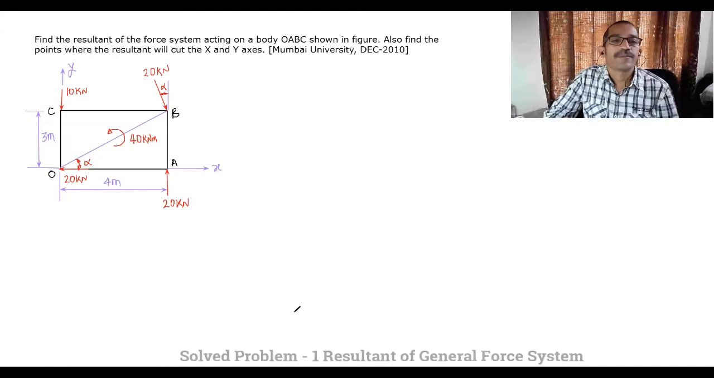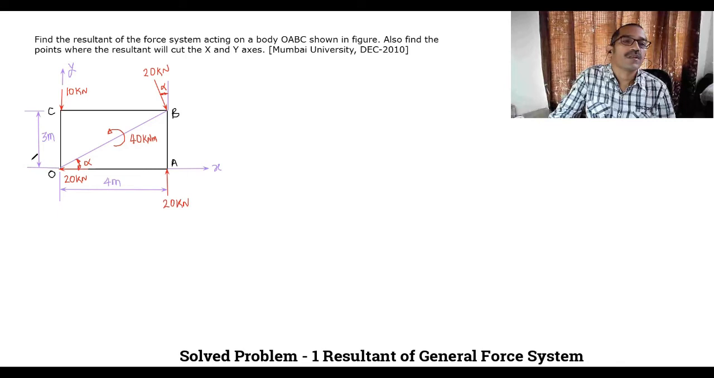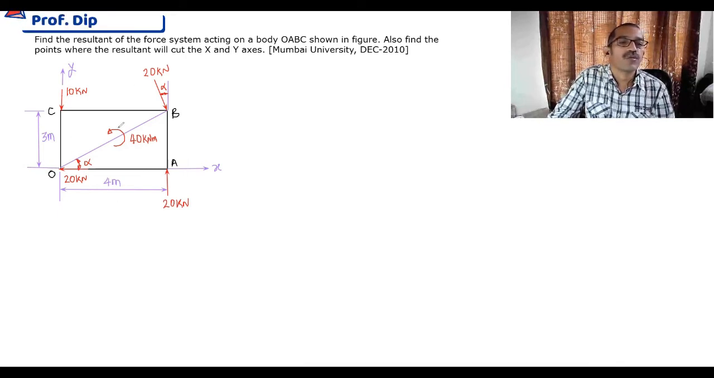Hello students, I will solve a problem based on a parallel force system. So here I represented the figure, right? The forces acting are two vertical, one horizontal, one inclined and one couple. To find the resultant, first you have to check whether any inclined force is there. Yes, 20 kilonewton inclined at an angle of alpha with vertical.